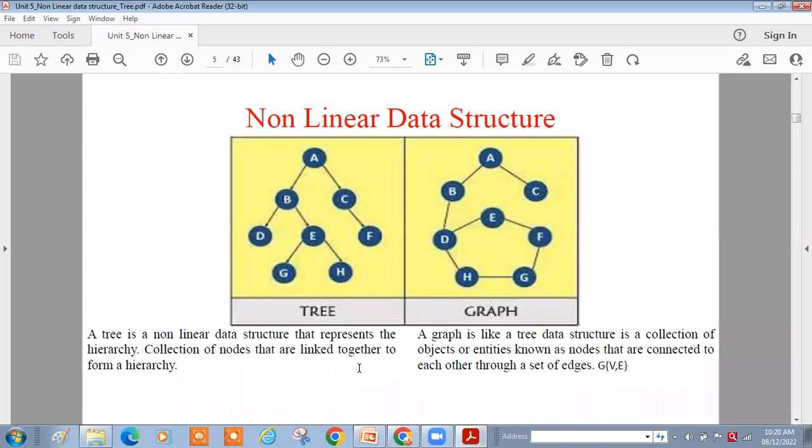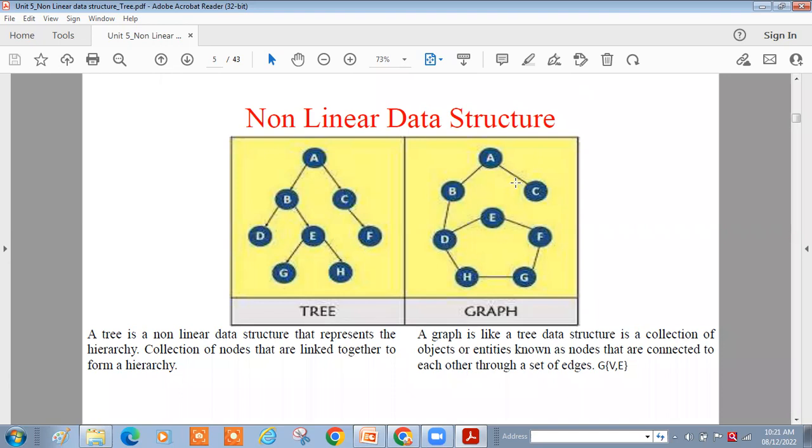So a non-linear data structure represents a hierarchy. Hierarchical representation, step by step representation, is there. So it is nothing but a collection of nodes that are linked together to form a hierarchy. Hierarchy represents a tree. And here you can observe the graph. Now you can see that the same number of nodes are there in the graph and in the tree. But in a tree, if I start from A, I come to B and C. And here, this is the grandparent, these are the parents, these are the children, and these are the grandchildren.